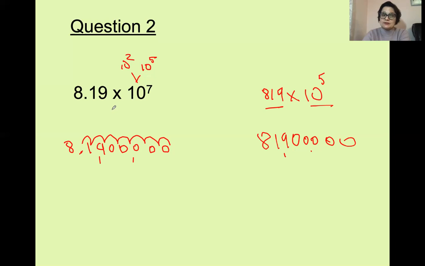So you can follow this method, rewrite the number as it is, and count from the decimal point, count 7 place values to the right, and then put a 0 to hold the place values under each arc that you create. Or this method here, by making the whole number first, and then adding the rest of the zeros to hold the place value.